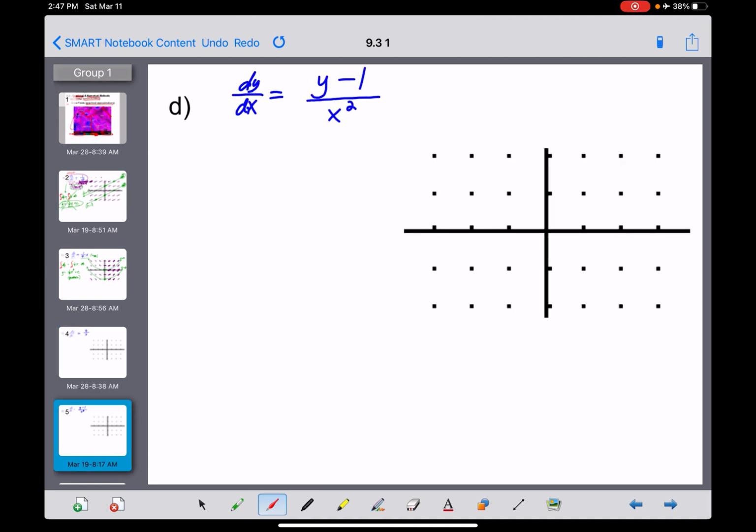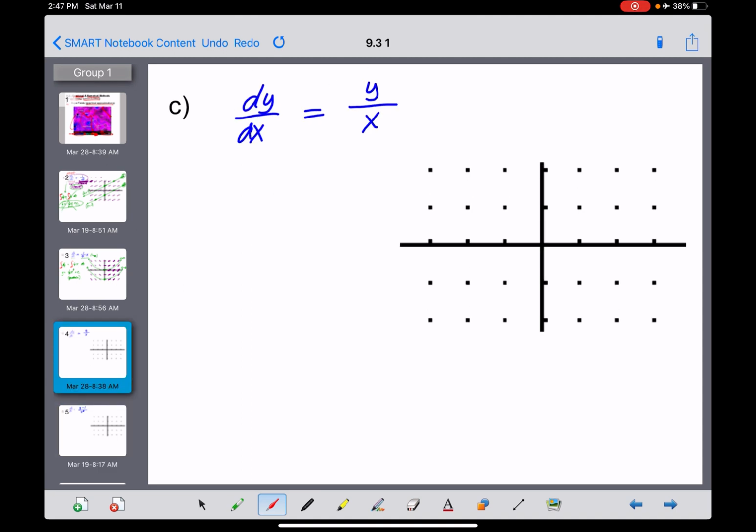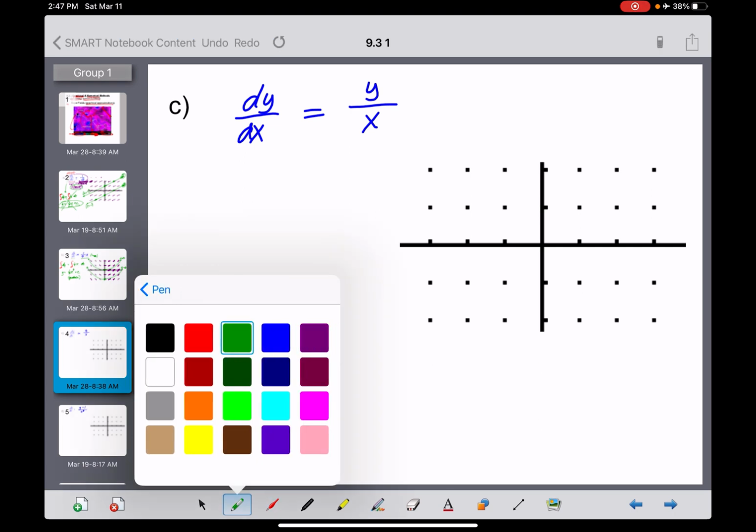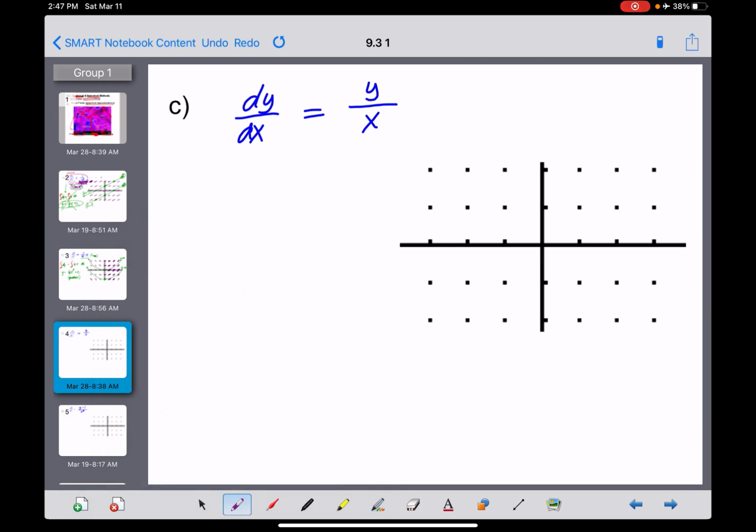Oh, wait, I lied. No, I outsmarted myself. Okay, this one, no such luck. We've got y and x involved in this one. So we're going to have to be a little bit more thoughtful, I think, about how we draw our 35 slopes. But again, there are always shortcuts.